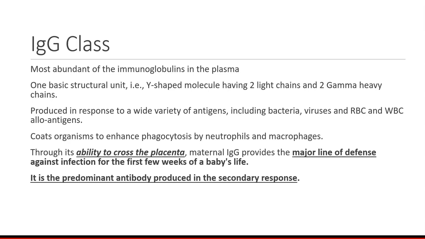For example, if the mom has been immunized to measles, mumps, rubella, these IgG class antibodies can cross the placenta, and when the baby's first born, they will provide protection against those types of infections. It is the predominant antibody produced in the secondary immune response.